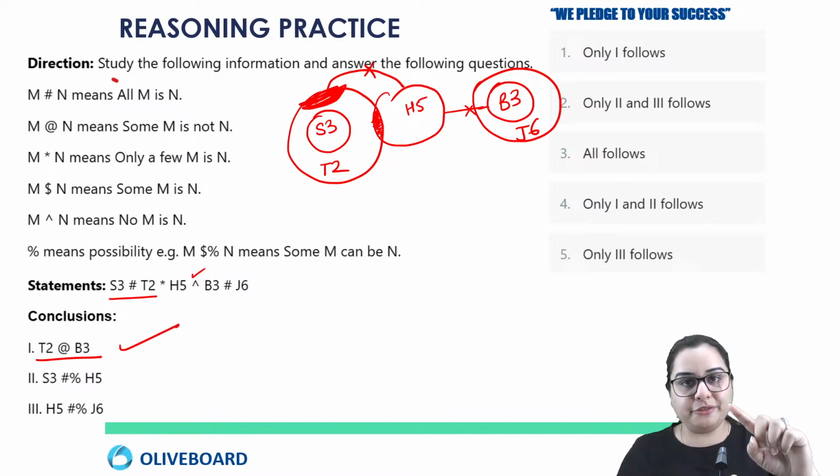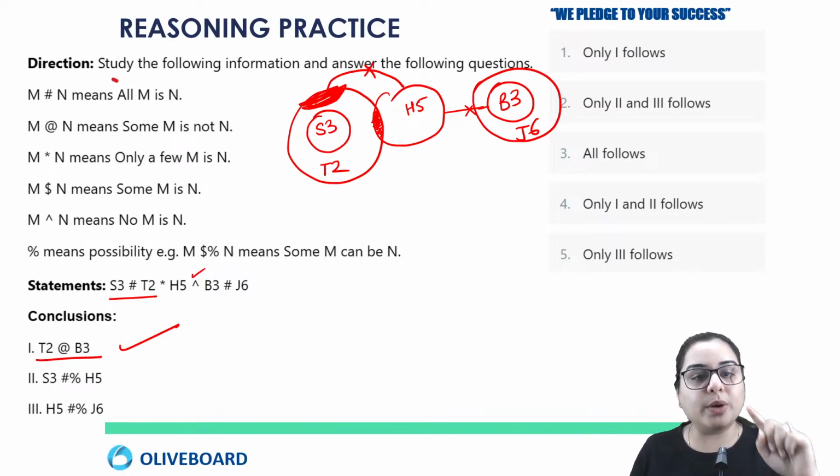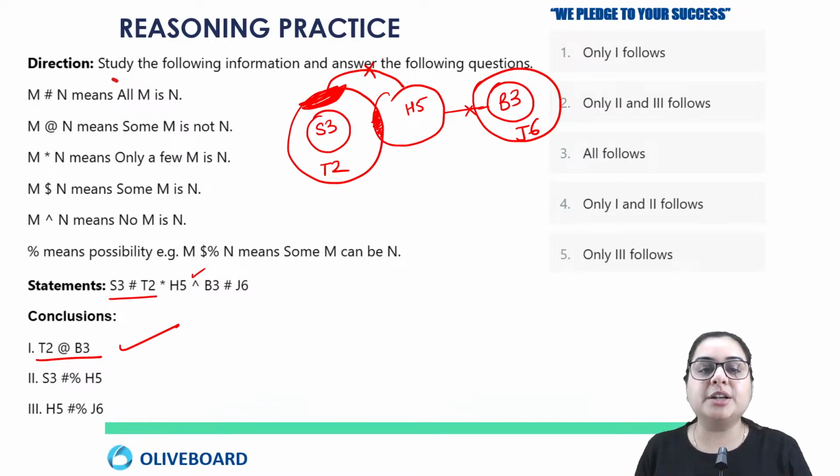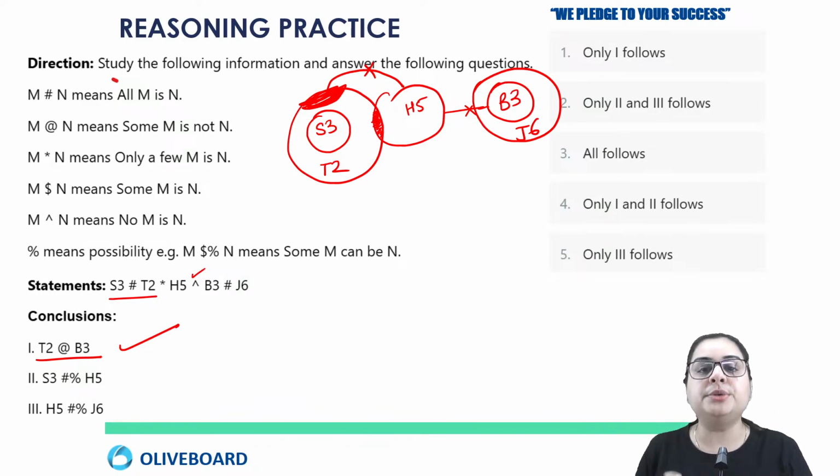Students, you might face confusion in the first conclusion. I hope you are clear now why the first one is true. Because if he says only a few, that means some T2 is H5. And if some T2 is H5 and H5 has no relation with B3, that makes some part of T2 definitely not with B3. Okay, so the first one is correct.